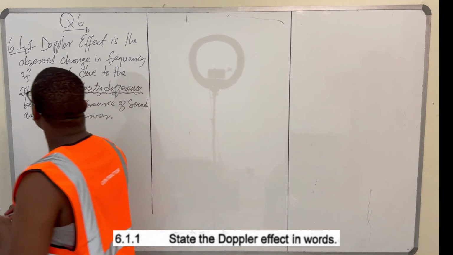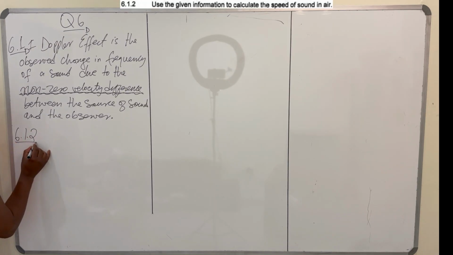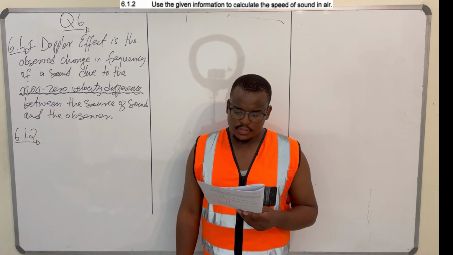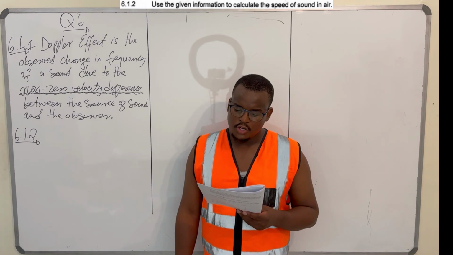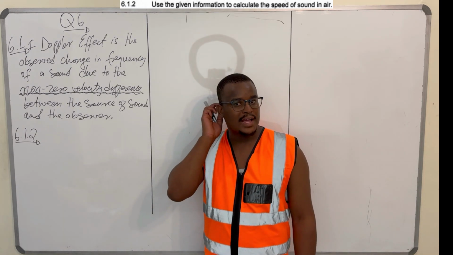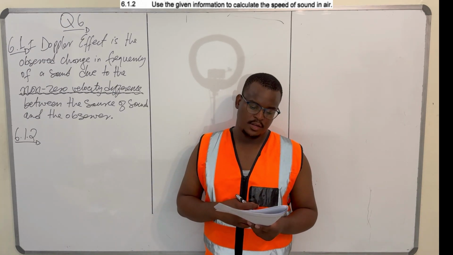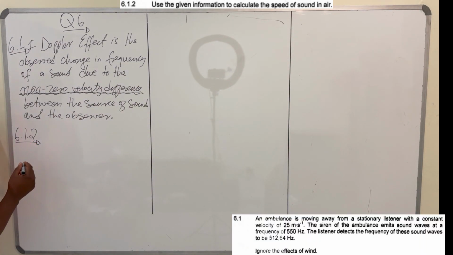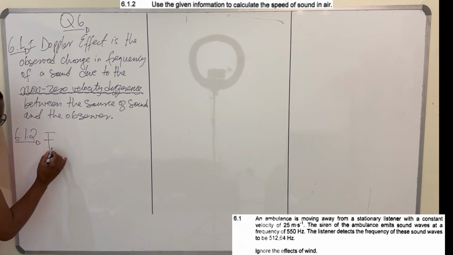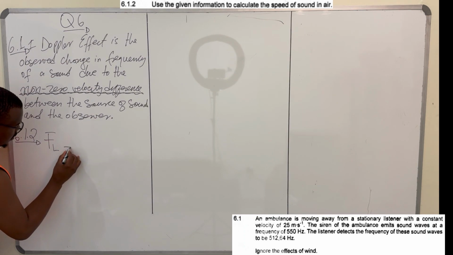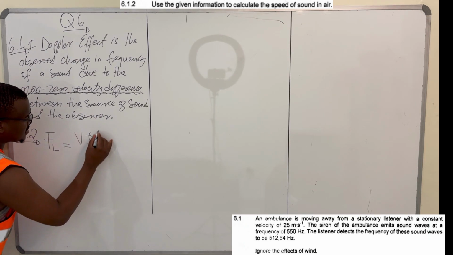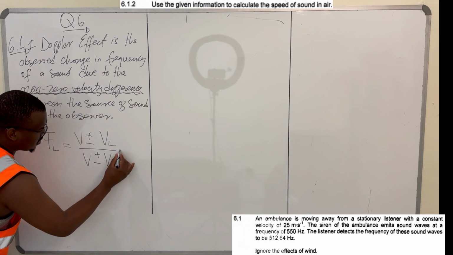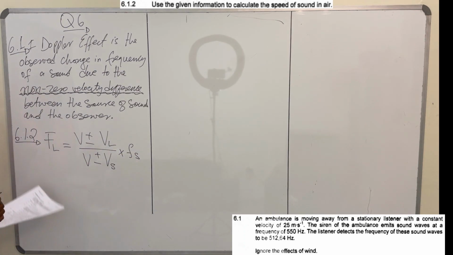So we move to 6.1.2. They're saying use the given information to calculate the speed of sound in air. No problem. So we know that for the Doppler effect, our formula is: the frequency of the listener, f_L, equals v plus or minus the velocity of the listener, over v plus or minus the velocity of the source, times the frequency of the source. This is our formula for the Doppler effect.